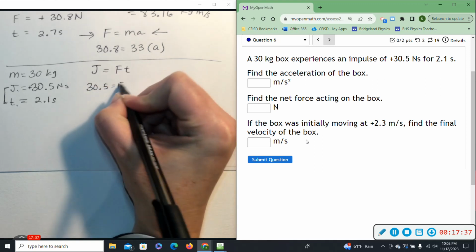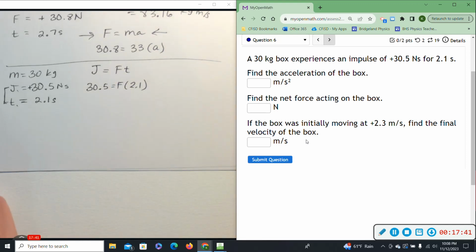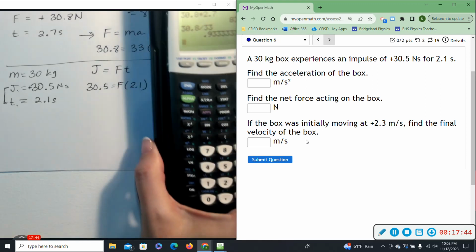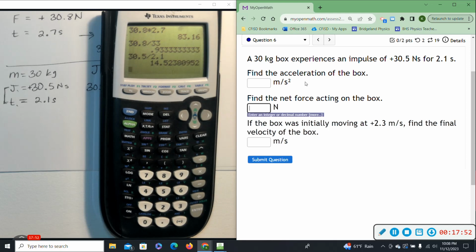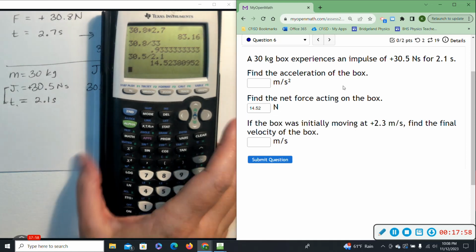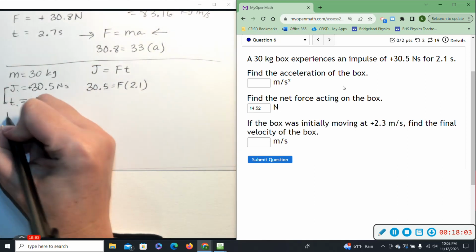Okay, so let's go ahead and do that. 30.5 equals force times time. If I want to solve for force, I'm going to divide both sides by 2.1. 30.5 divided by 2.1 will give me my force, which, by the way, is this second question, so I may as well type it in here. 14.52 is going to be my force.